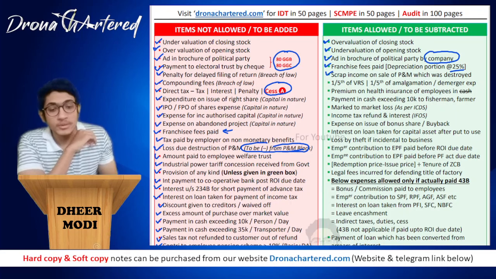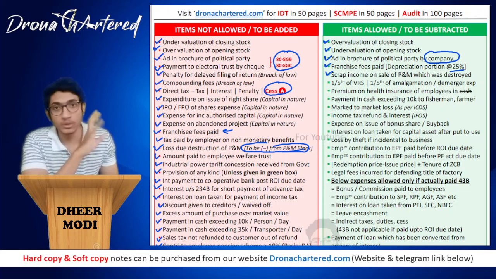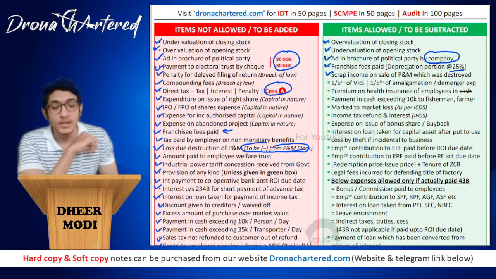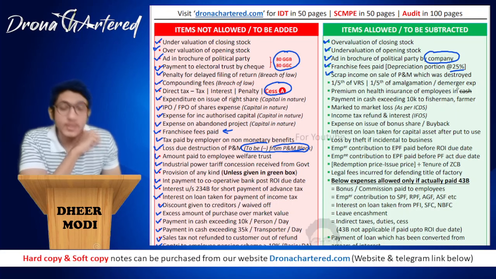So this loss you will subtract from the plant and machinery block; you will not get it from PGBP deduction. But the income that you gain, the scrap income on sale of plant and machinery, you will have to add back to your PGBP income.